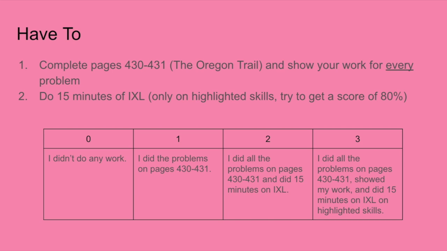And then for number 2, you're going to do 15 minutes of IXL only on your highlighted skills, and you're going to try to get a SMART score of 80% on the skills that you're working on. And here's a rubric underneath to show how you're scored. So to get a 3, you need to do all the problems on pages 430 to 431, show your work, and do 15 minutes on IXL on your highlighted skills.